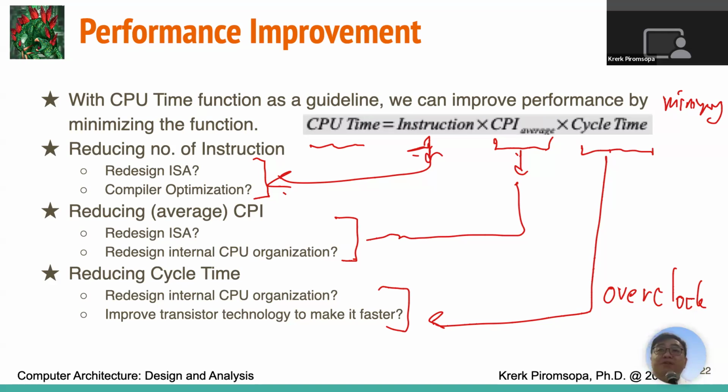Any of you overclock your computer at home? No? You can try, but beware that you may break something. And don't burn your house. Okay.